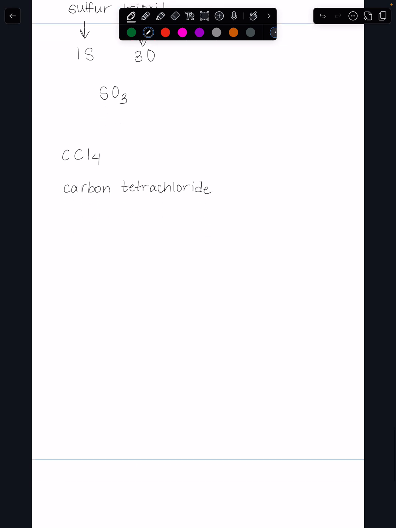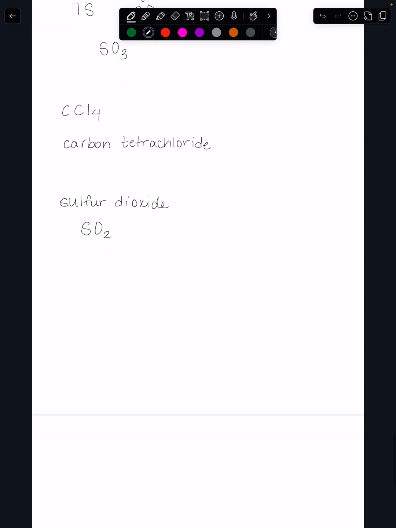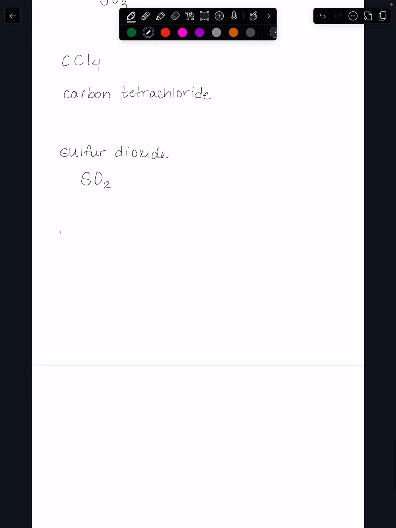How about this? How would you do sulfur dioxide? 1 sulfur, 2 oxygens. And one last one, H2S. Dihydrogen sulfide. Smells like rotten eggs. It actually is the smell of rotten eggs.